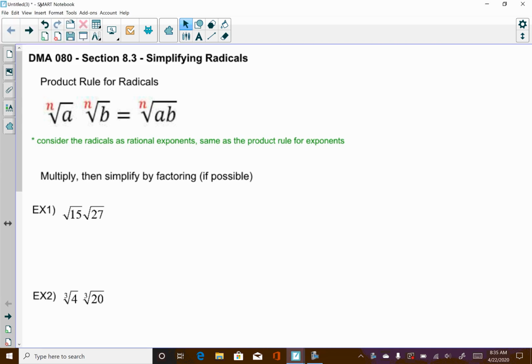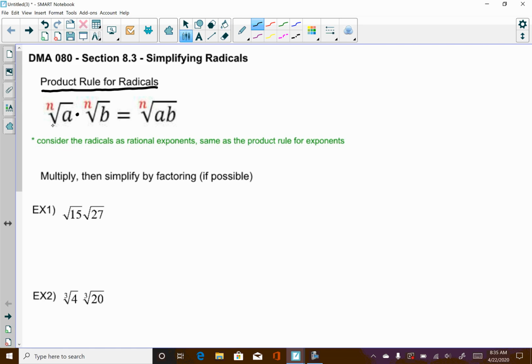Okay, so we'll look at section 8.3 here, which is simplifying radicals. And it's a very short section based on this product rule that you see up here at the top for radicals. Essentially what that says is the nth root of A times the nth root of B equals the nth root of A times B.